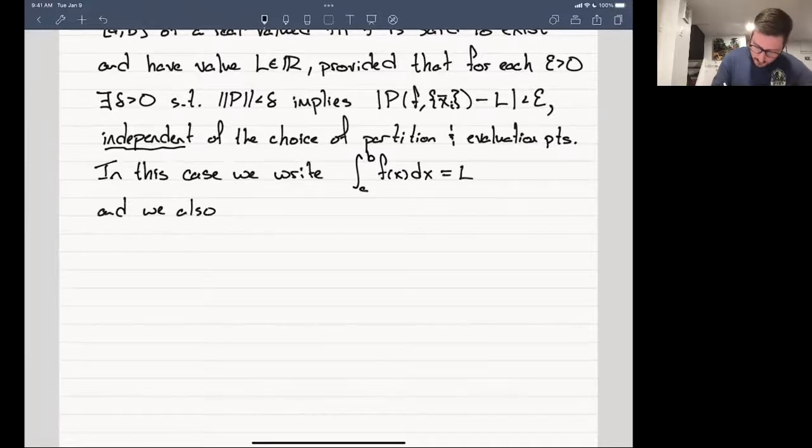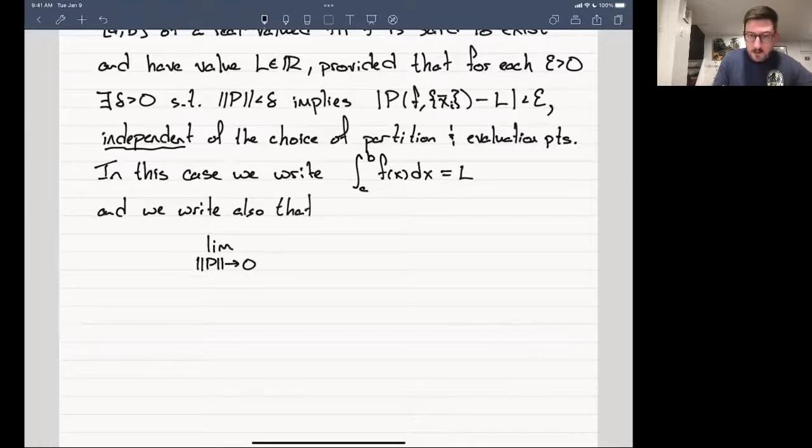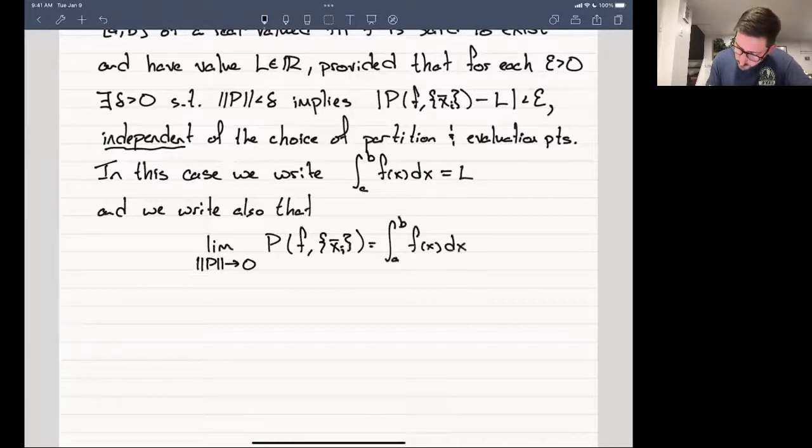since we have a limit now, we can say this is the limit as the mesh goes to 0 of these Riemann sums. And again, this is independent of the actual mesh that's chosen and the evaluation points. So this is tough. This takes a little bit of work to get your head around. I totally recommend pausing for a moment and really trying to work through this.